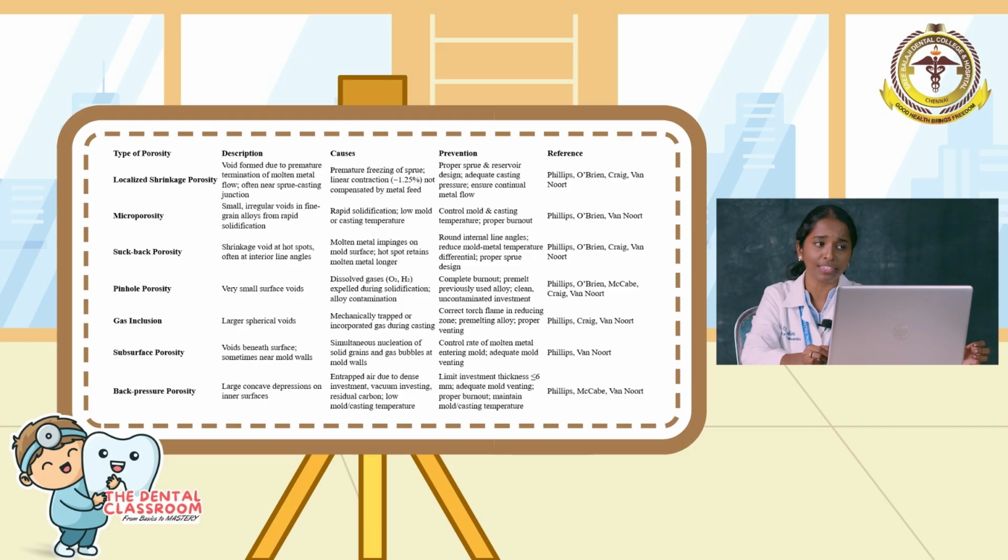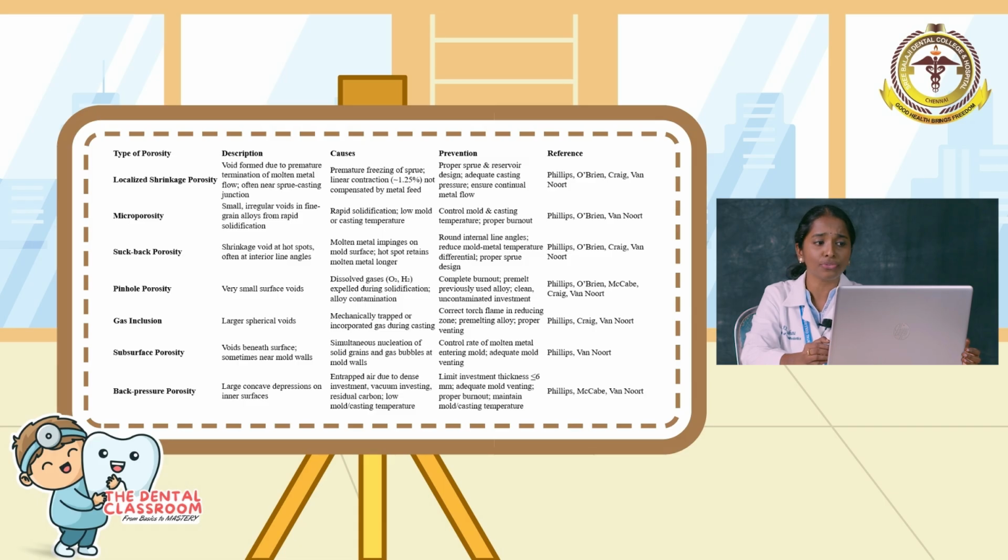Localized shrinkage porosity, these are the voids formed due to the premature termination of the molten metal. This can be prevented by proper sprue and reservoir design, adequate casting pressure and ensuring continual metal flow. Coming to the microporosity, which is caused due to the rapid solidification, low mold or casting temperature, this can be avoided by controlled molding and casting temperature and proper burnout.